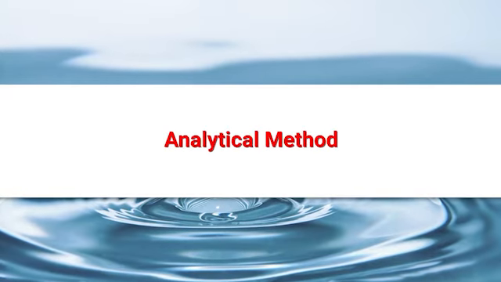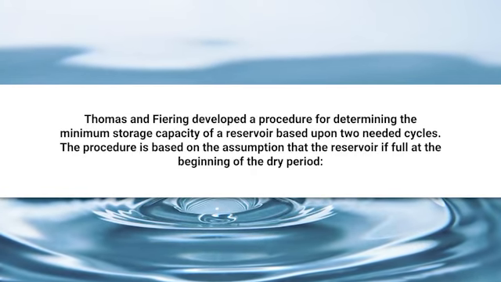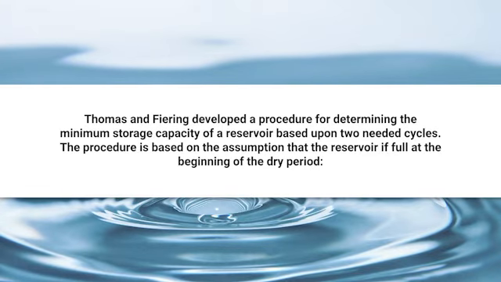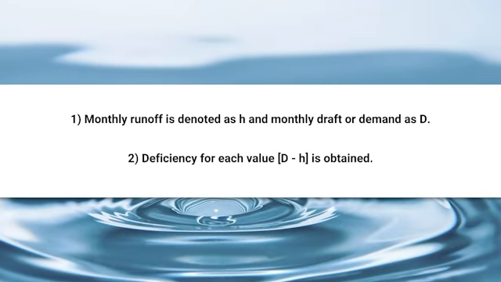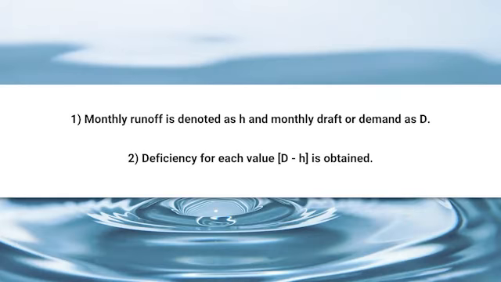Analytical method. Thomas and Fearing developed a procedure for determining the minimum storage capacity of a reservoir based upon two needed cycles. The procedure is based on the assumption that the reservoir is full at the beginning of the dry period. Monthly runoff is denoted as small h and the monthly draft or demand as capital D. So the deficiency for each value, D minus H, is obtained.